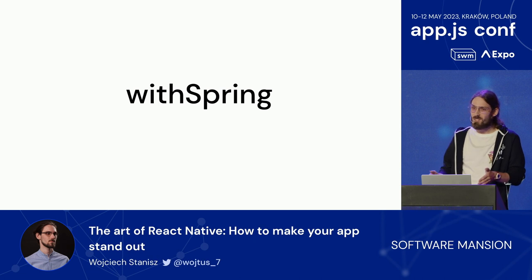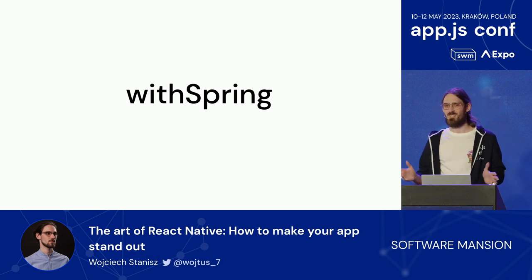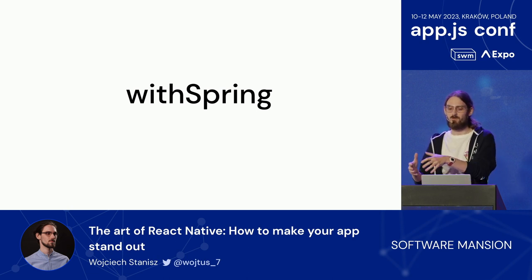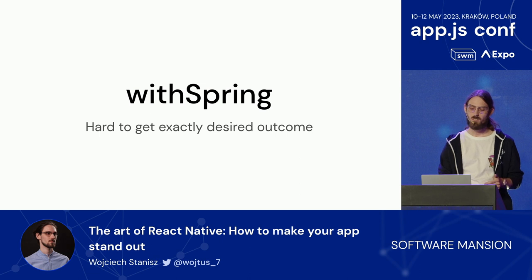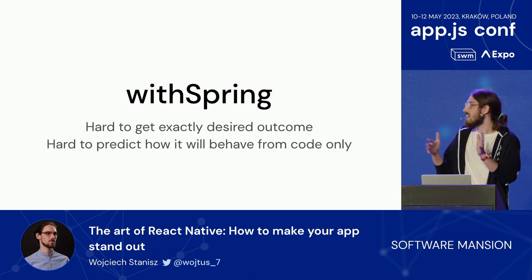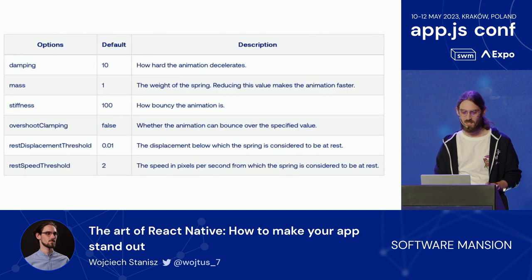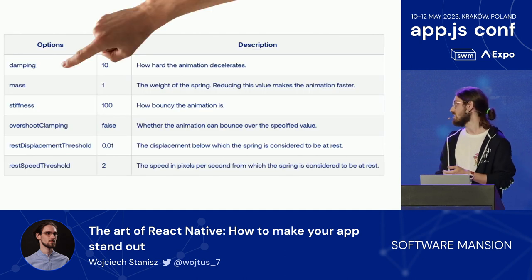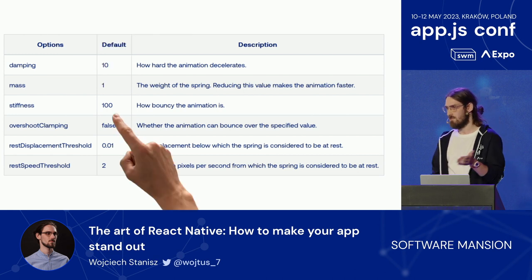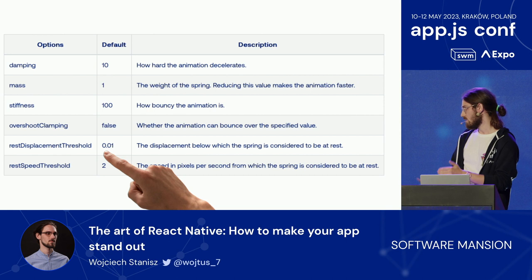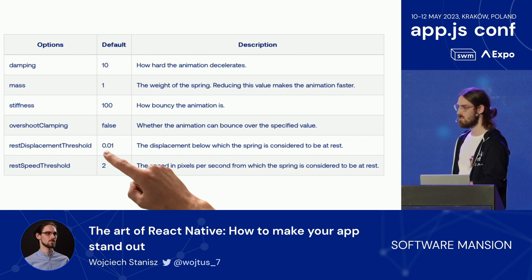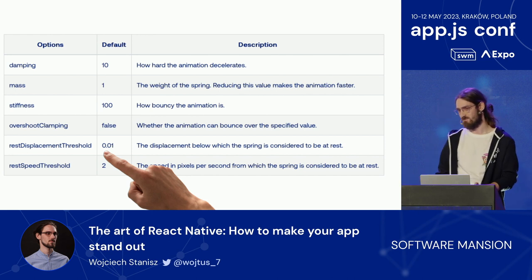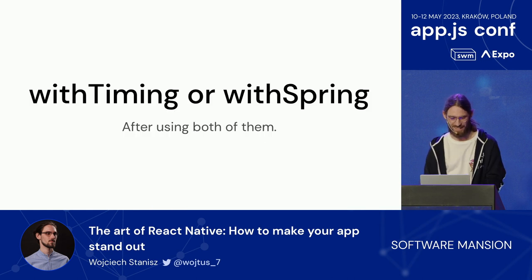But unfortunately, withSpring is not that easy to understand because the only thing we control is the specification of the spring. It's hard to exactly get the desired outcome. It's hard to predict how it will behave from code only. Just looking at the props, it's damping, yeah, mass, stiffness that defaults to 100 for some reason. Those strange things that I don't even know what they do. And if you change mass to 10 and damping to 11, what will happen? Like, nobody really knows, just straight from the head.